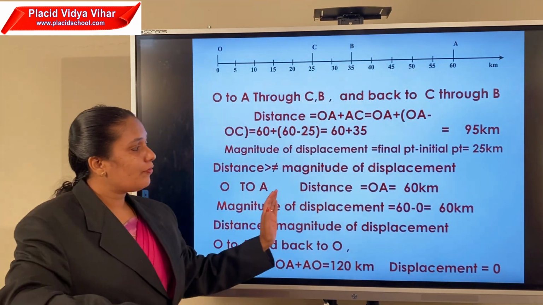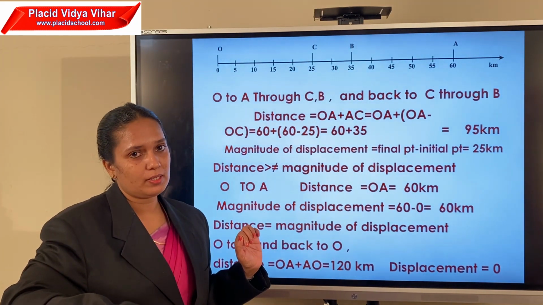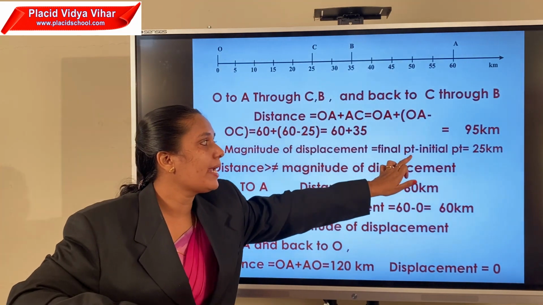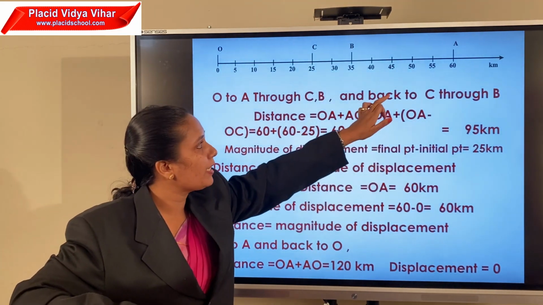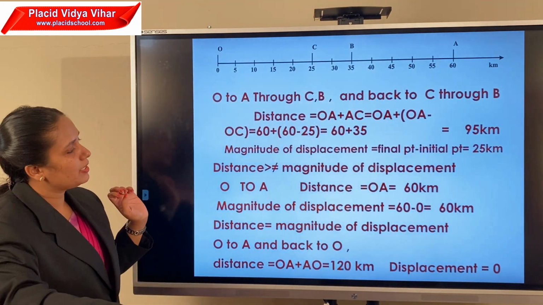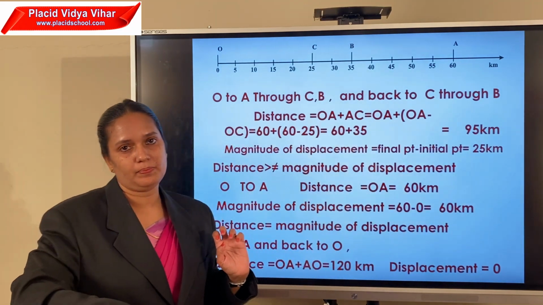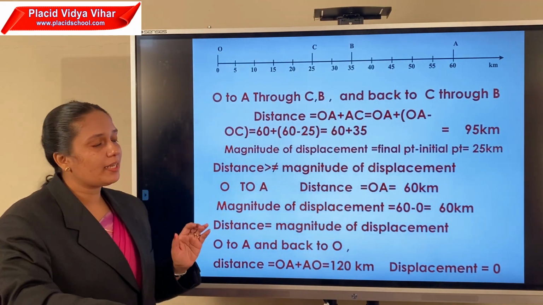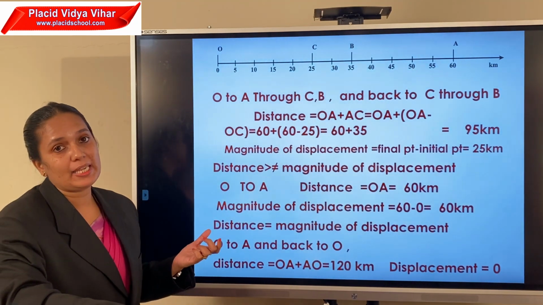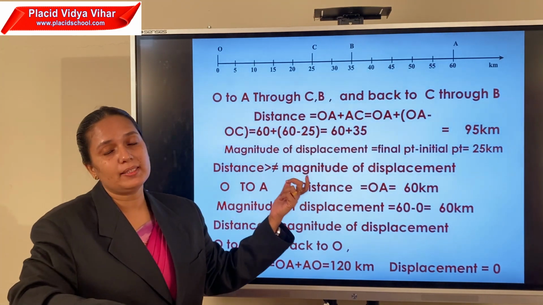Then magnitude of displacement. What is magnitude of displacement? So we consider the equation, that is final point reading minus initial point reading. So here final point reading is 60 kilometer, then initial point reading is 0. So 60 minus 0, 60 kilometer. So from this we can conclude the magnitude of displacement can be equal to the distance traveled by the body.